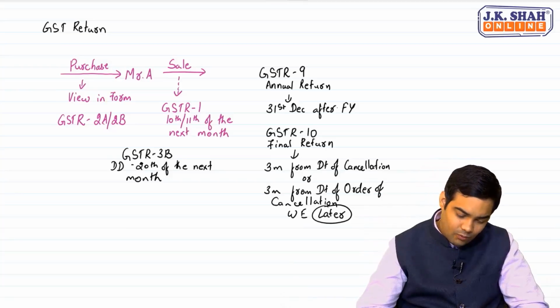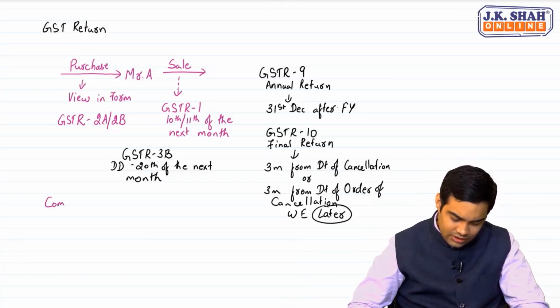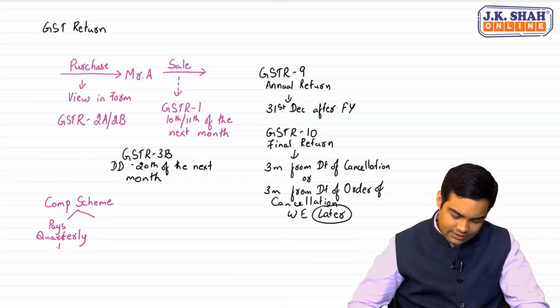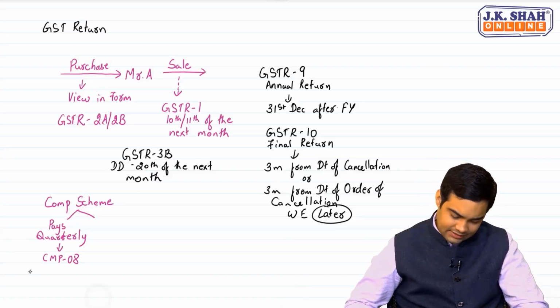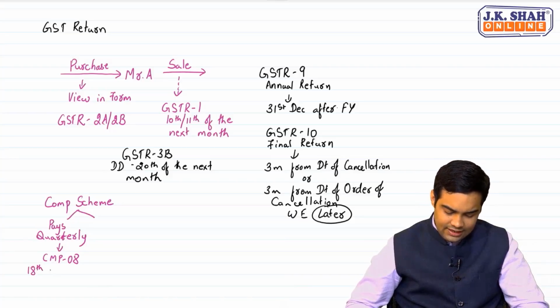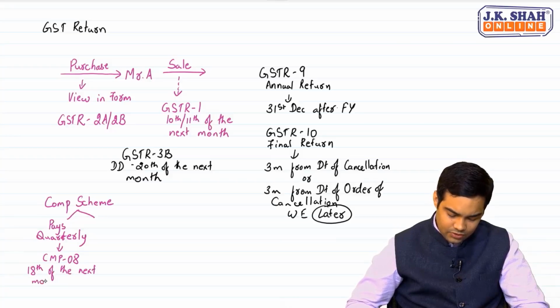Okay. What does a composition dealer do? Now, a composition dealer, a person under composition scheme, pays tax on a quarterly basis. So, while he is paying tax on a quarterly basis, he files a return in form CMP08. This is basically a statement where he is making a payment on a quarterly basis, and the due date for this is 18th of the next month after each quarter. So once the quarter ends, 18.